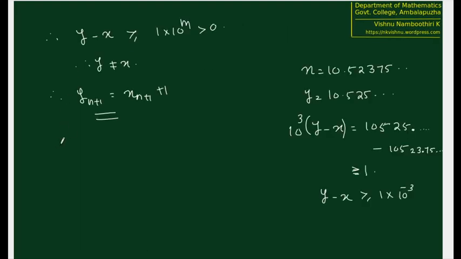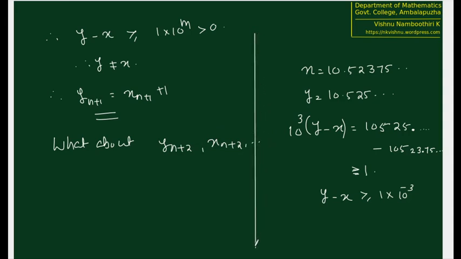Now what about the remaining digits y_{n+2}, x_{n+2}, etc.? This is what we are going to see now. If you take the cue from the previous example, we may probably think that y_{n+2} is going to be equal to 0 and x_{n+2} is going to be equal to 9. Of course, they are all digits and therefore they all belong to 0, 1, etc., 9.